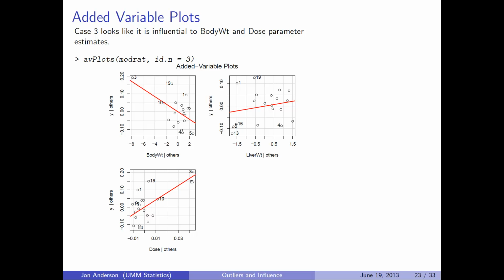And for the dosage, you'll see case 3 is a very important part of the dosage story. It had a very abnormally high dosage. It had a very abnormally high amount of the drug in the liver, and case 3 is very important to establish the dosage effect. That's how you would read added variable plots for influence.